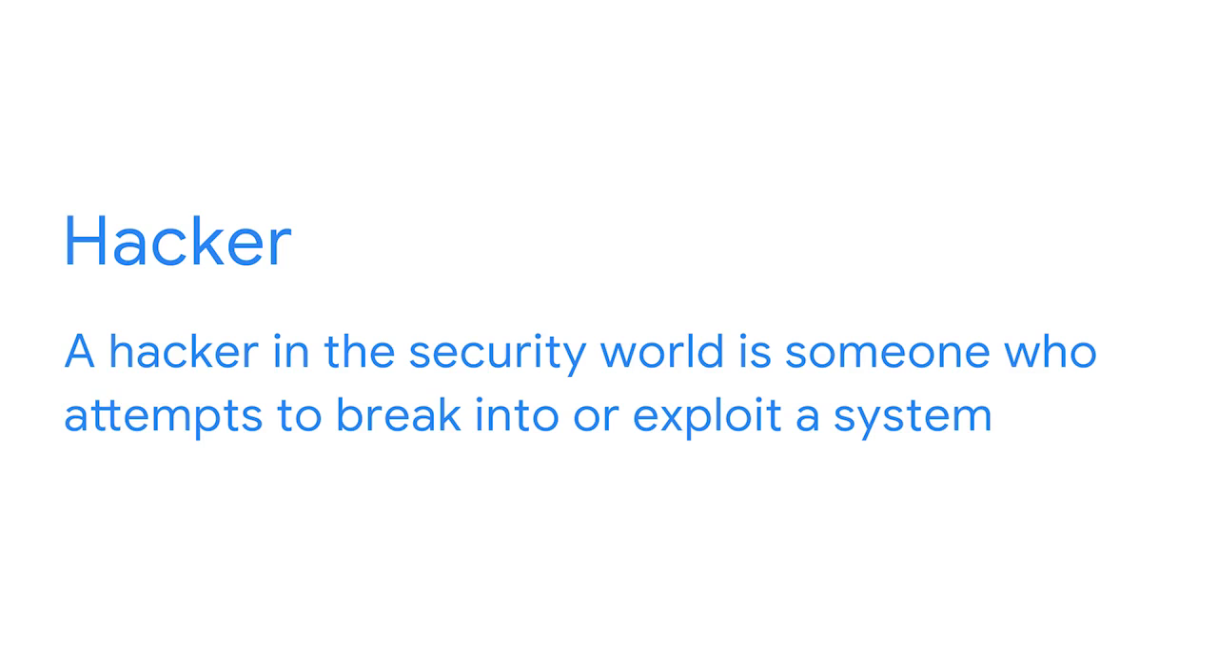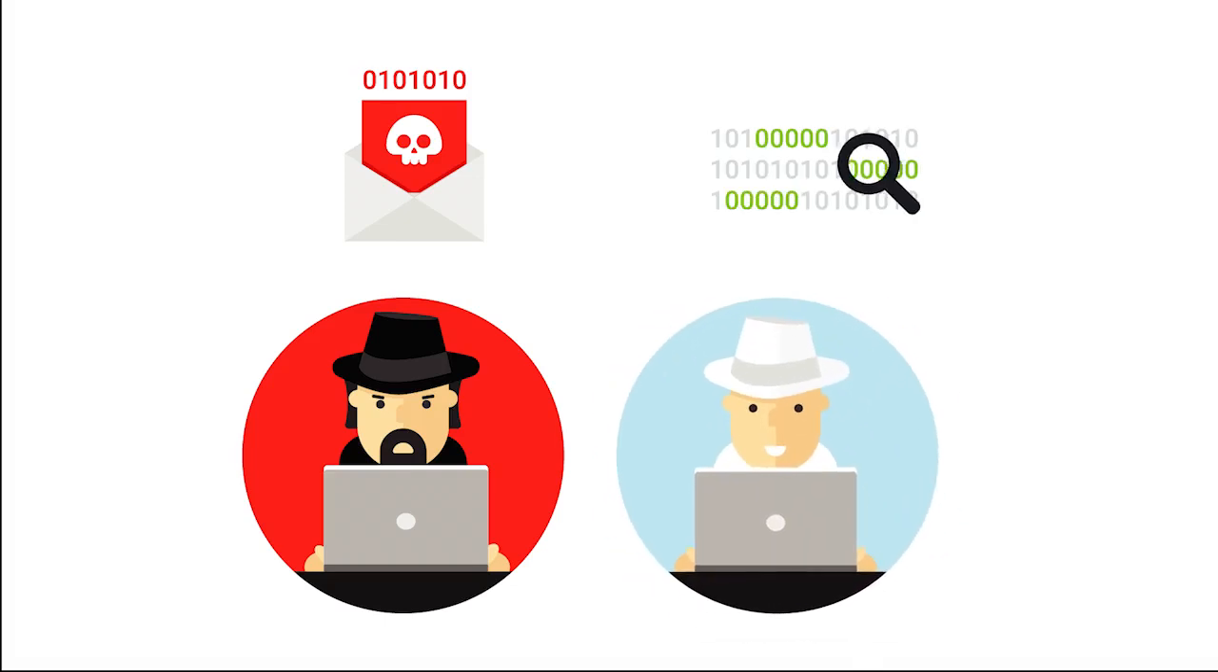Next up, hacker. A hacker in the security world is someone who attempts to break into or exploit a system. Most of us associate hackers with malicious figures, but there are actually two common types of hackers. You have black hat hackers, who try to get into systems to do something malicious. There are also white hat hackers who attempt to find weaknesses in a system, but also alert the owners of those systems so that they can fix it before someone else does something malicious.